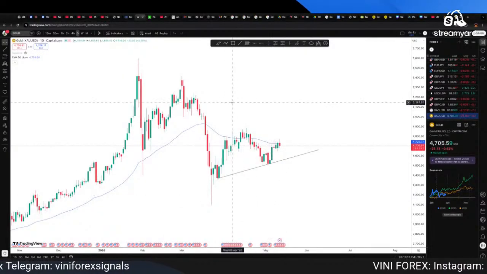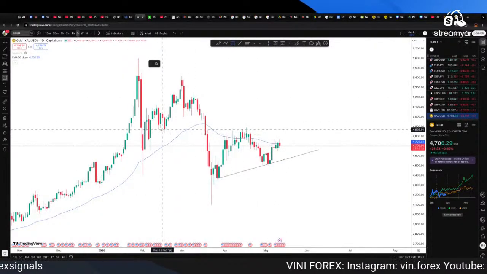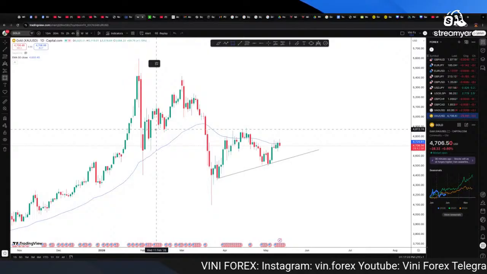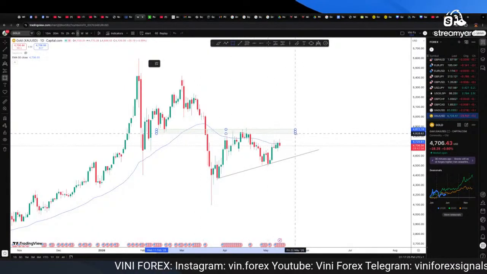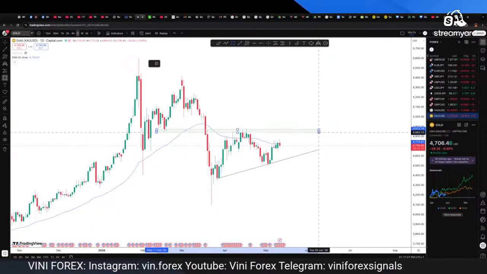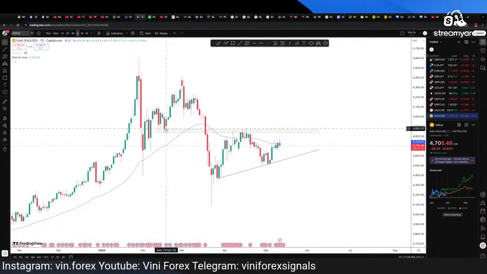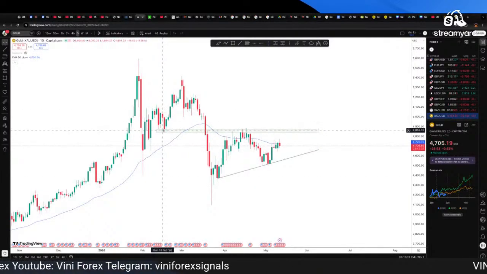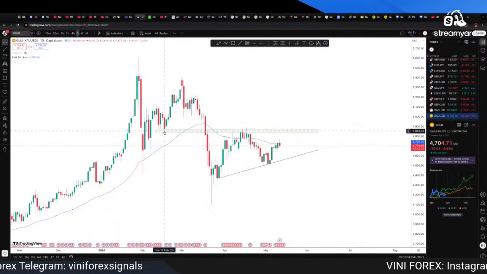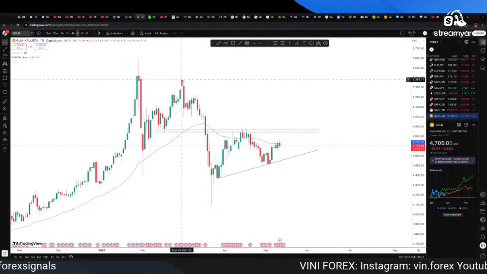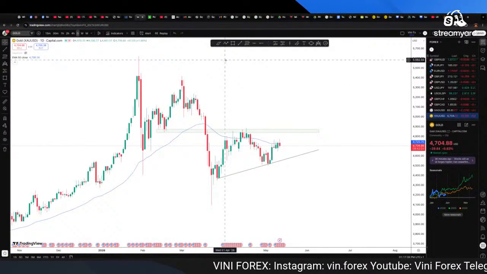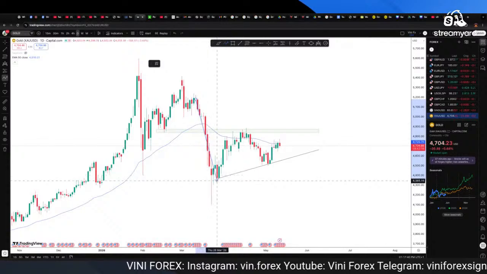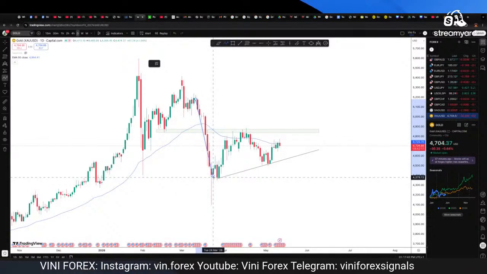I'm seeing a level here, which I've taught you before, an area of interest. Right here, I mark it out. So what happened there? Price touched it as support, and this support pushed the price up. Then price broke below this level. Can you see that?